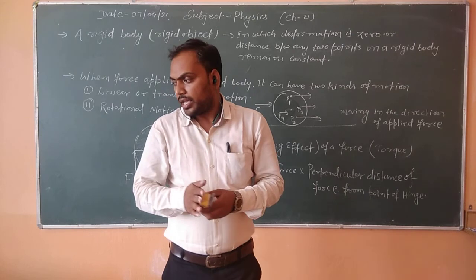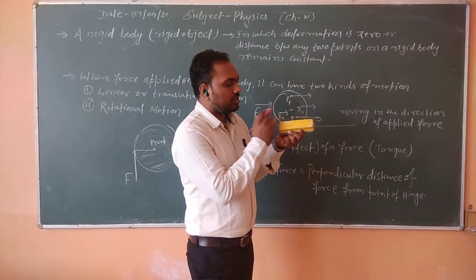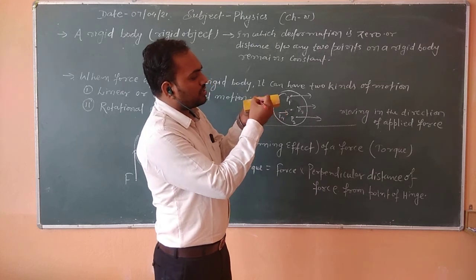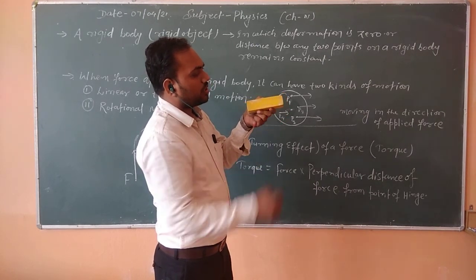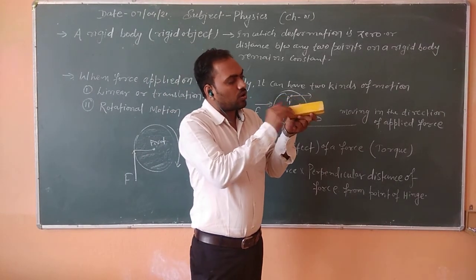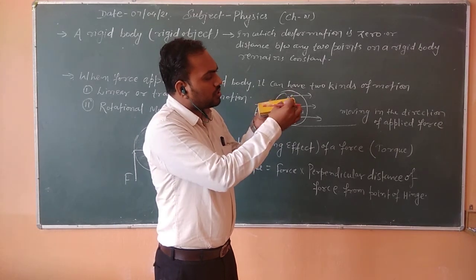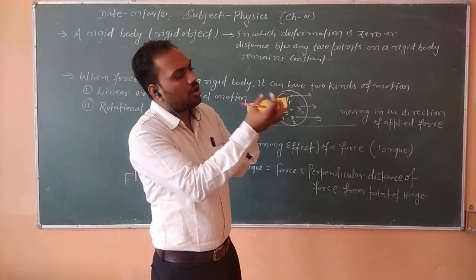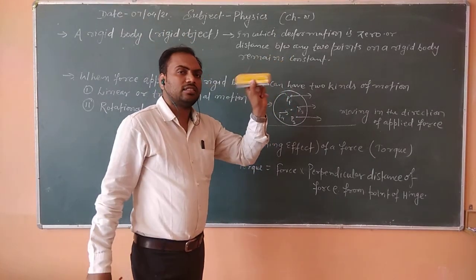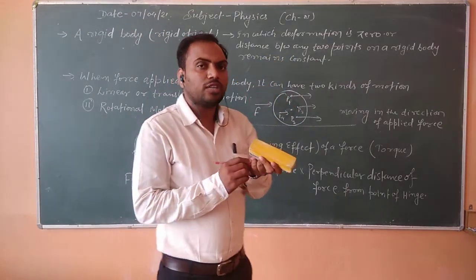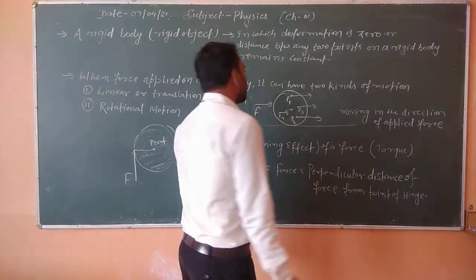For example, if I take two points on the duster, this is one point and this is another point. After applying force on it, the distance between these two points always remains constant, which means that it is a rigid body. So I hope that you are able to understand what a rigid body is.